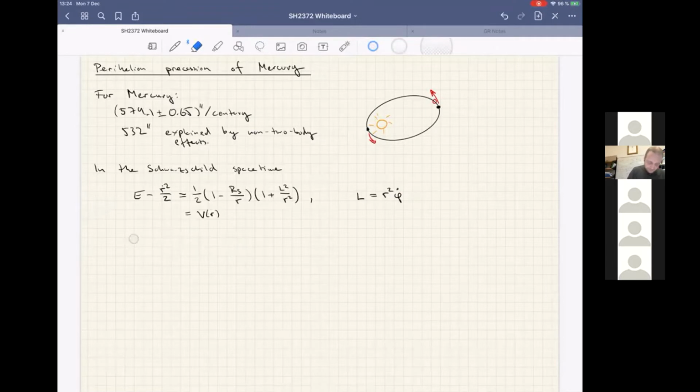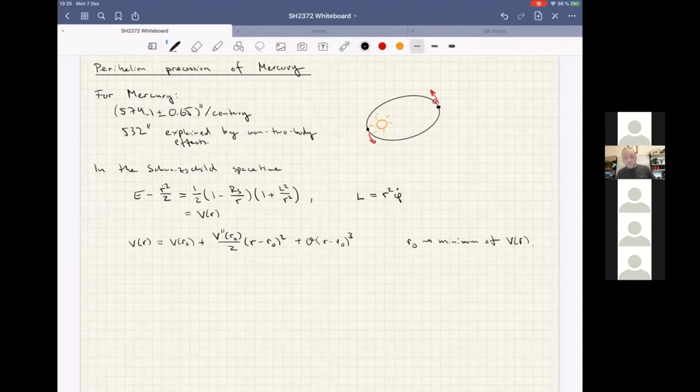Let's do the following. Let's say that V of r is basically some constant V of r 0 plus 1/2 V double prime of r 0 times r minus r 0 squared, plus higher order terms in r minus r 0, and r 0 here is a minimum of V of r. So if we expand this potential around the minimum, we get this.